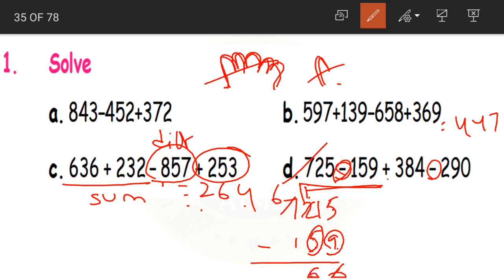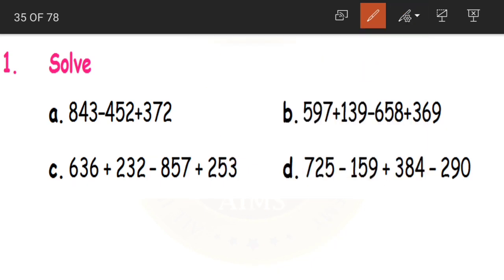Clear, children? Now the last place, hundreds place, 6 minus 1 is equal to 5. Yes, 566 is the difference. What did we get from this? 566. To this we need to add 384.